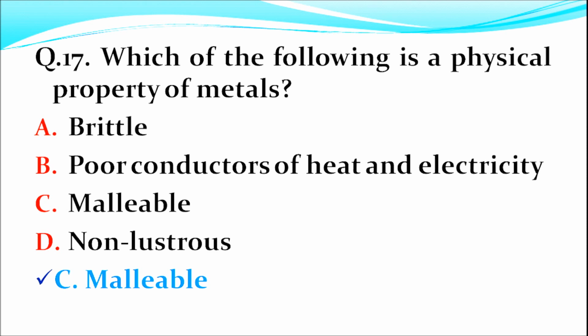Which of the following is a physical property of metals? Option A, brittle. Option B, poor conductor of heat and electricity. Option C, malleable. Option D, non-lustrous. Correct answer is option C, malleable is a physical property of metals.